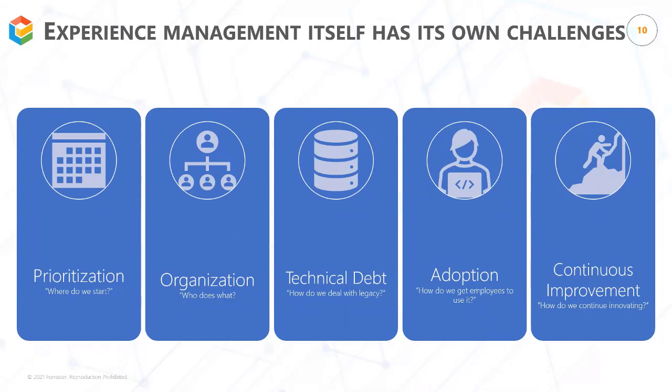Prioritization, right? Where do I actually start? How do I know what's wrong? Organization: who does what, who owns what? And I love that slide that you had up just before this, Jason, around all these different owners of digital experience, right?